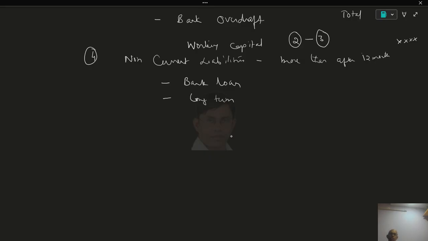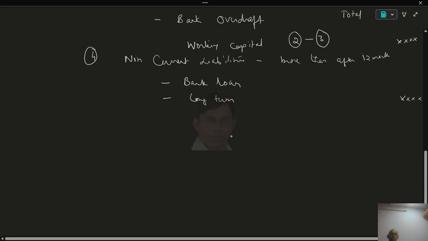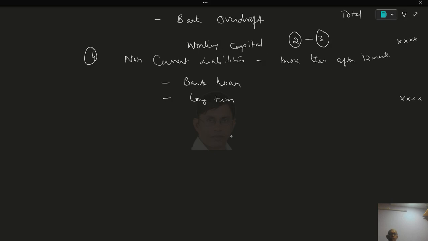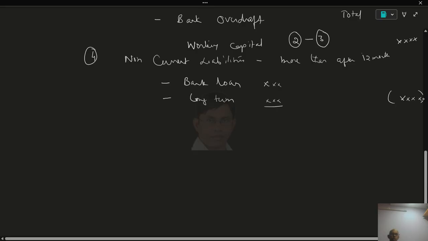Okay. So then even that you have to add. You have to add all this. So you have to add bank loan, long term loan. So you will get one figure. This item you have to subtract from this, and this is called net assets.